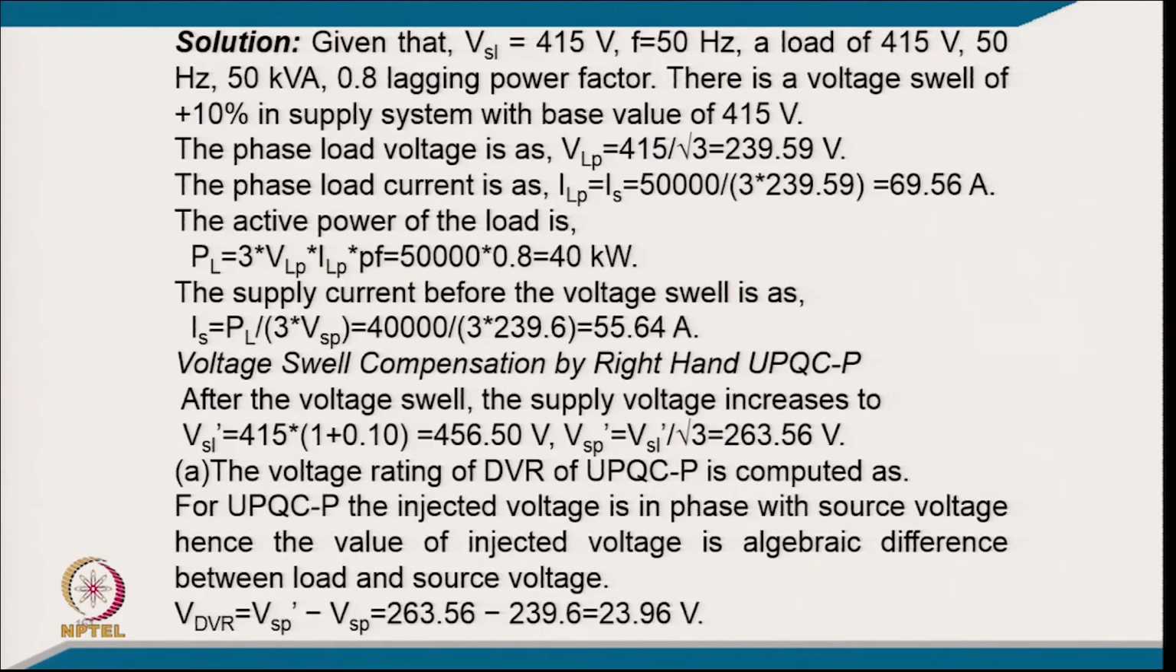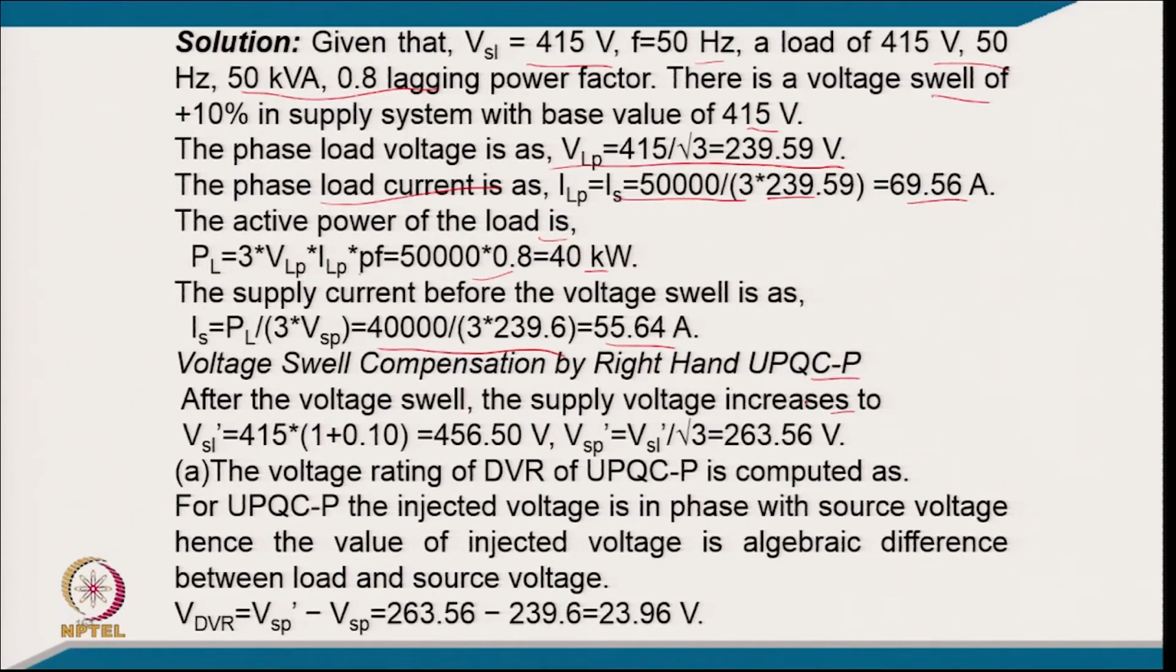So, coming to the solution, given that the supply voltage is 415 volt at 50 hertz and the load is 415 volt, 50 hertz, 50 kVA, 0.8 lagging power factor, there is a voltage swell of 10% on the supply voltage. So, the phase voltage comes to 415 by root 3, 239.59, and the phase load current is the active power divided by 3 times voltage. So, it is 69.56, and the active power comes from this relation to 40 kilowatt, and the current of the grid under normal condition comes to 50.64 ampere. The voltage swell compensation by right hand UPQC.